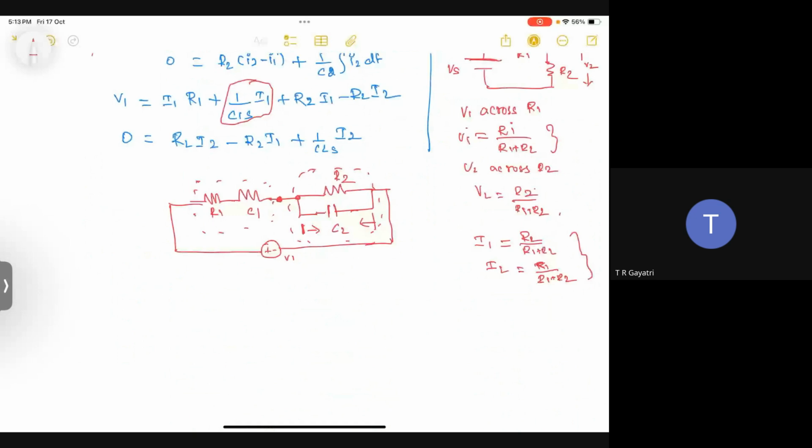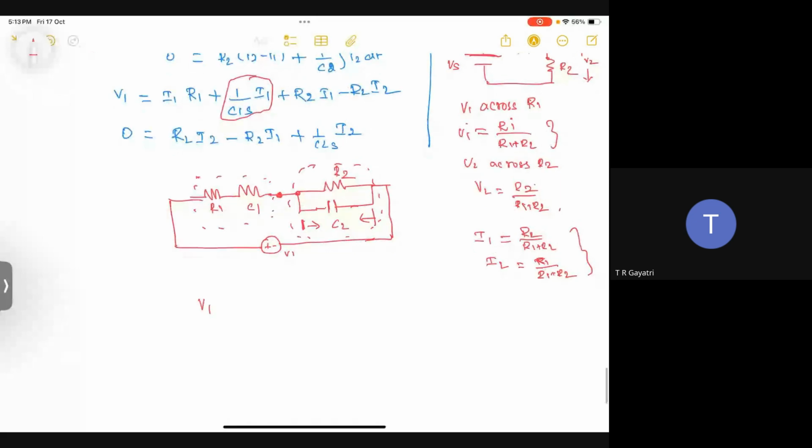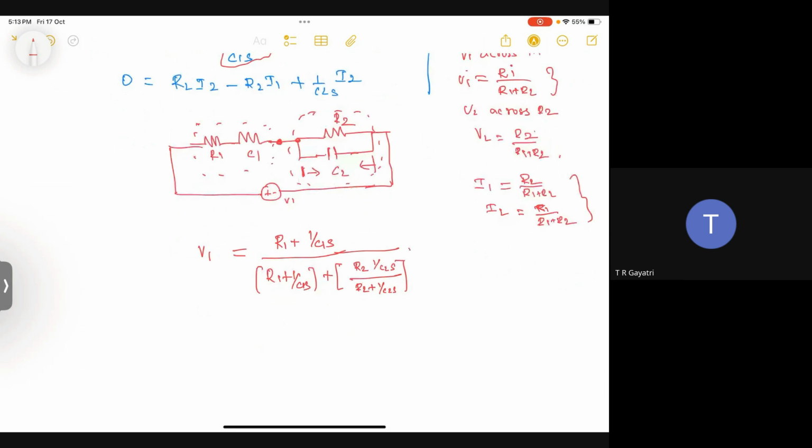So if we want to find the voltage across the first element, that is Vi or V1, the input voltage would be R1 plus 1 by C1S. I'm straightaway writing in terms of Laplace equation, divided by R1 plus 1 by C1S plus this whole term, R2 into 1 by C2S by R2 plus 1 by C2S. Right? This is V1, where we want voltage across V2, right?